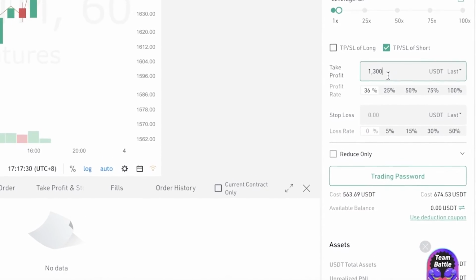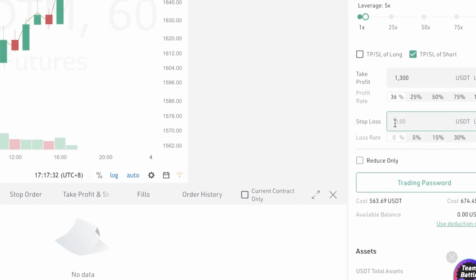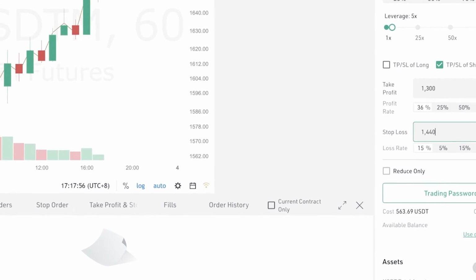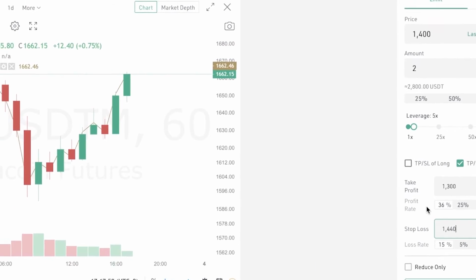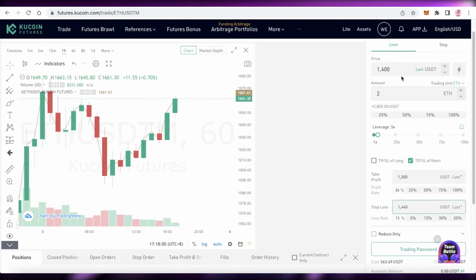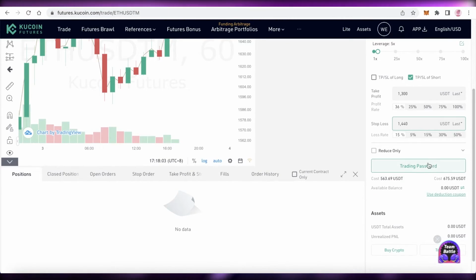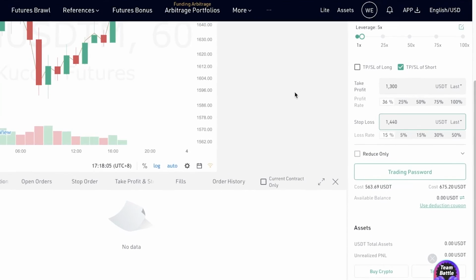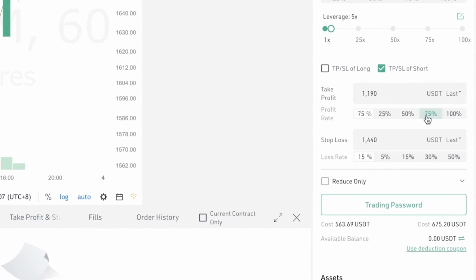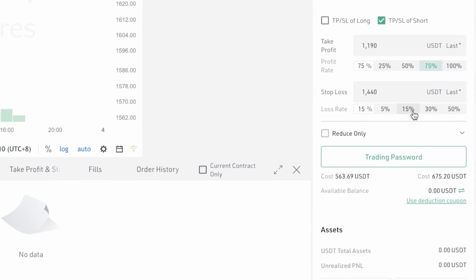So we're going to enter this. So we want to take profit at 1,300, and then you can click on stop loss. So I want to stop the losses at 1440. So whenever the price jumps up from 1440, I want the losses to be stopped. And then you can choose the amount, so the margin, the profit rate. Let's say I want 75% or 15%. You can adjust that as well.